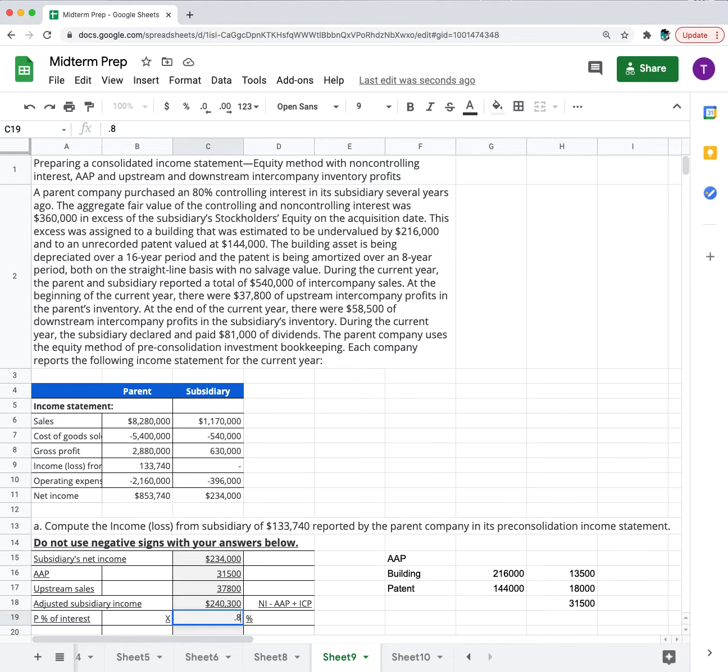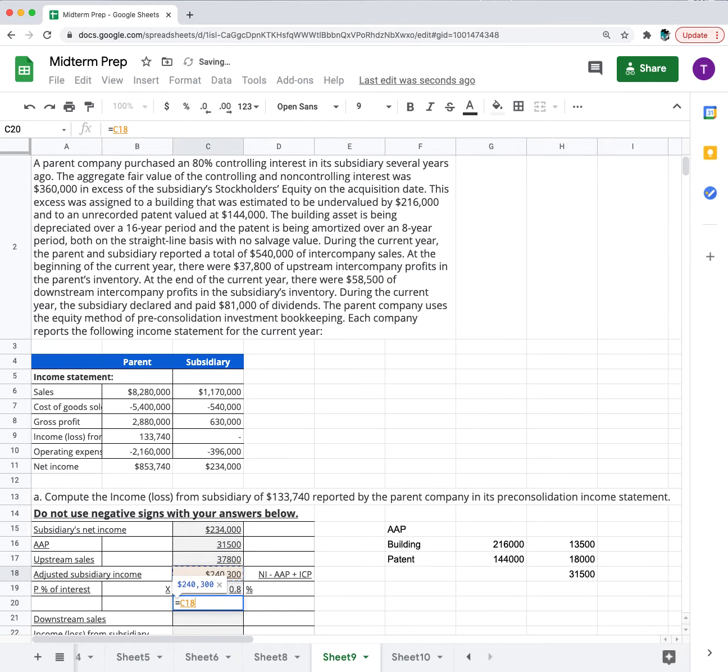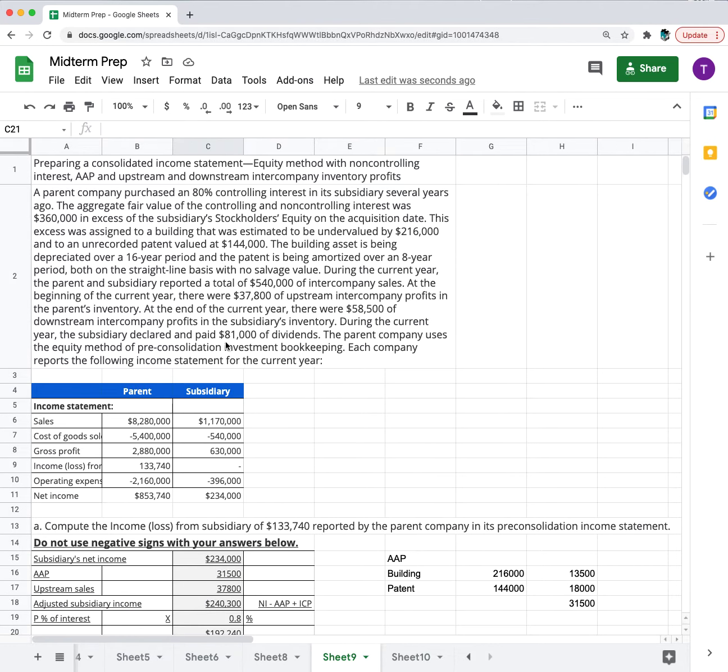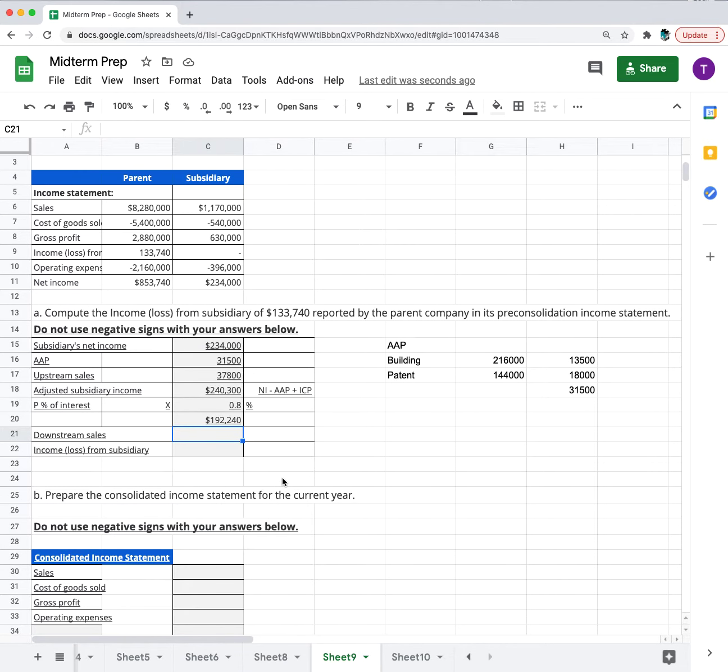80%, so I'm going to put 0.8 here. And so we get $192,240. Then we have downstream sales of $58,500. And so we subtract those out for $133,740, which aligns with this income from the subsidiary reported by the parent.